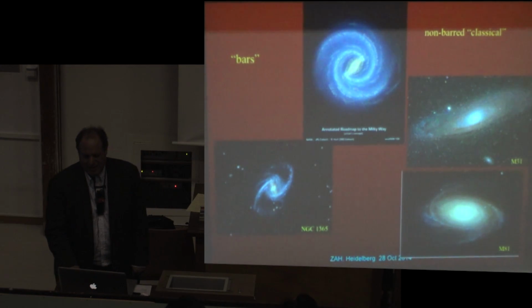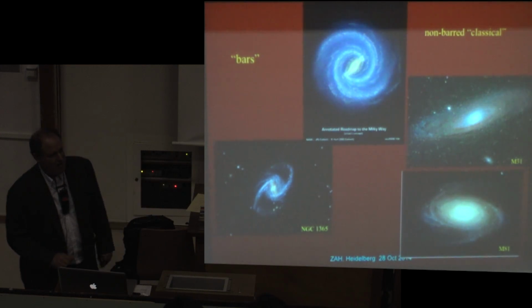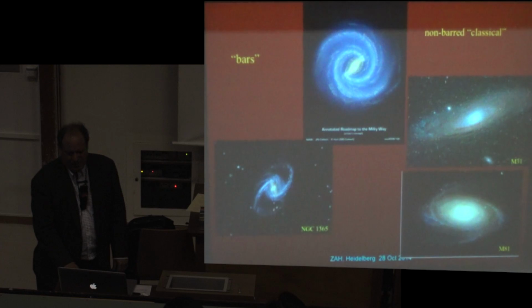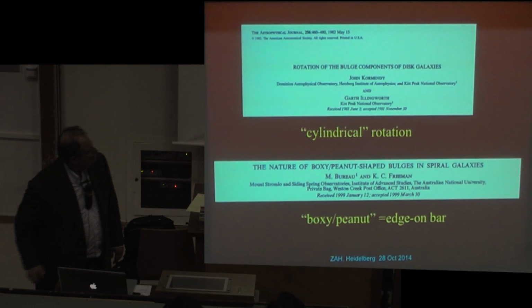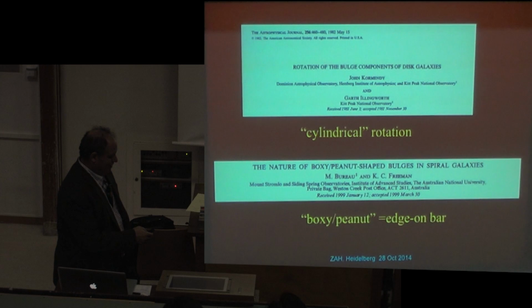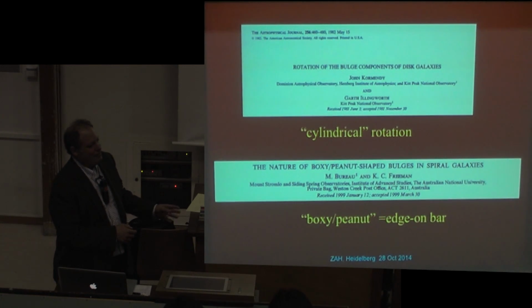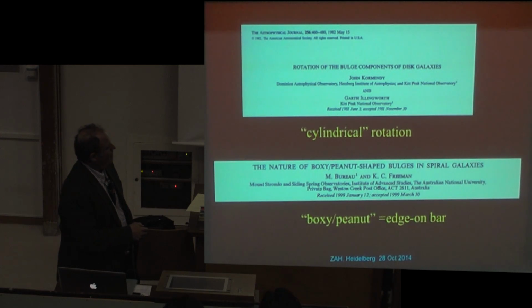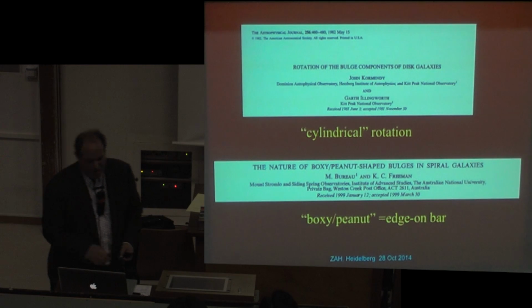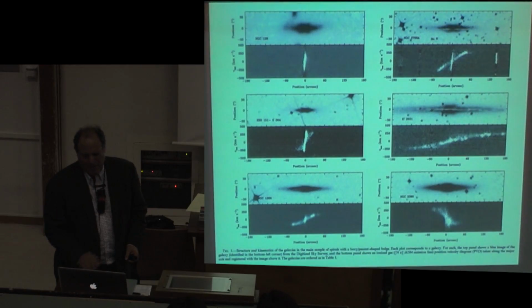So that way, you know what we're talking about, and you see where the Milky Way fits in to this scheme. There are some influential ways of thinking about these early papers. Cormier and Illingworth, 1982, where the idea of cylindrical rotation, pattern rotation, was first seen in certain classes of bulges, especially NGC 4565. And then the kinematic distinction that boxy and peanut-shaped bulges are probably edge-on bars was in the later Bureau and Freeman paper.